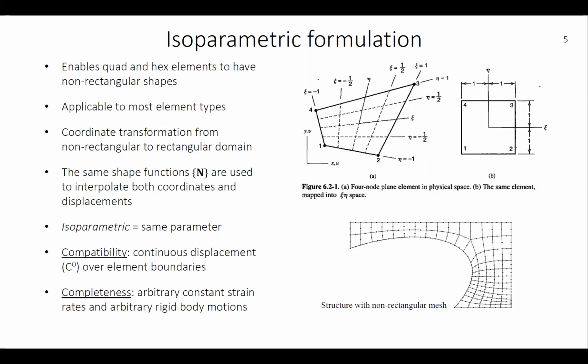Something about completeness means that we need to have arbitrary constant strain rates and arbitrary rigid body motions. I will illustrate this also with some examples of how elements can deform and how they are allowed to deform.